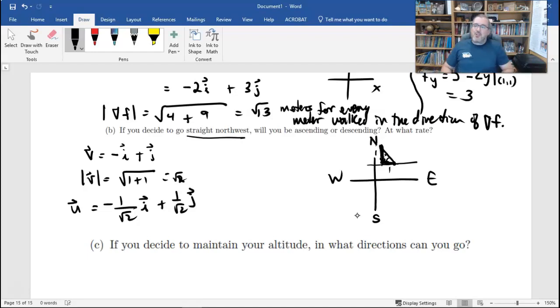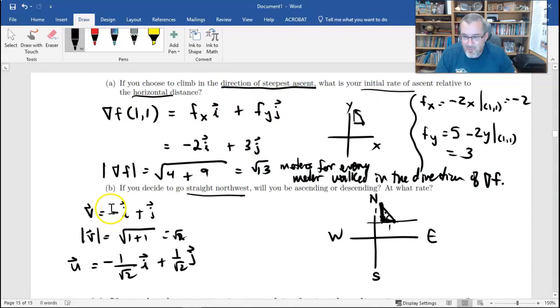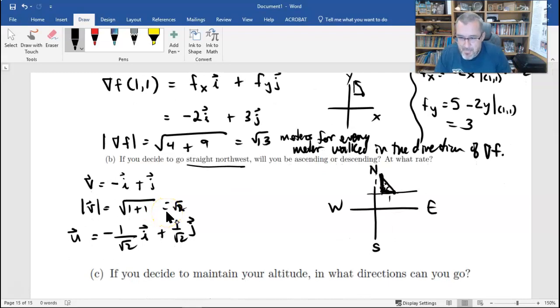So we're going to go in the direction of vector u. If you do, will you be ascending or descending? At what rate? Now notice we are no longer following a gradient vector. We're not talking about steepest ascent anymore. We're just going that way. We're going in the direction of negative 1i plus 1j, which is different than negative 2i plus 3j. This one is not straight northwest. It's northwest-ish, but it's not straight northwest. This one is straight northwest. And so let's find out. So we'll do a directional derivative.